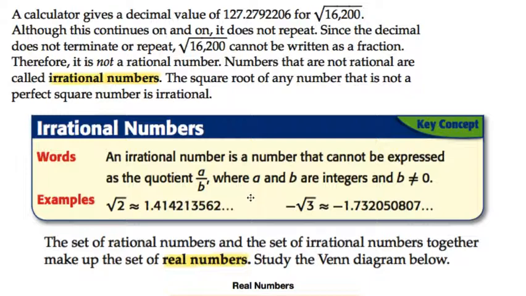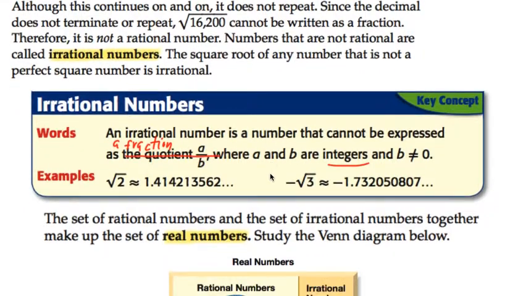Here's the definition of irrational numbers, and the way that I would like you to remember this is an irrational number is a number that cannot be expressed as, and rather than the quotient of A over B, I think that's complicated and hard to remember. So how about if you just think about it as it cannot be expressed as, let's make this simple, a fraction, okay? And it's a fraction where a and b are integers. That's the important part, they have to be integers.